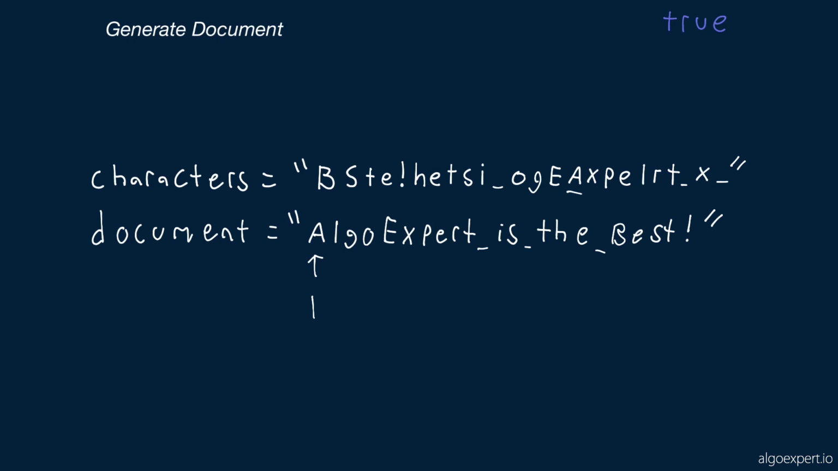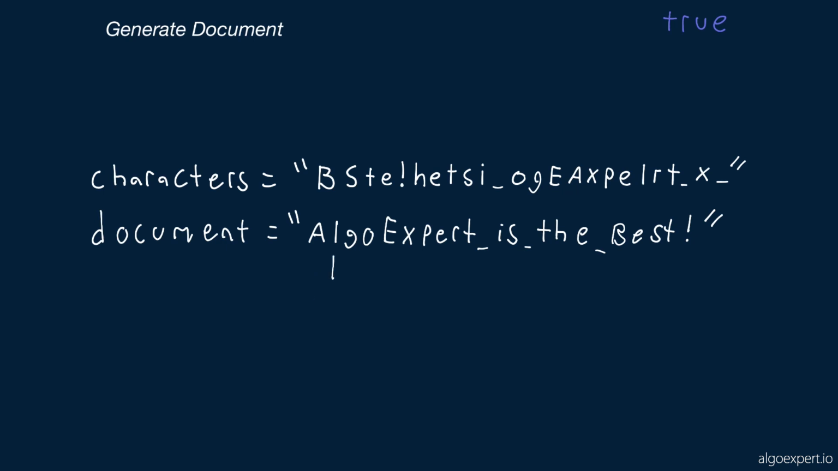So since the number of times it occurs in the characters string is greater than or equal to the number of times it occurs in our document string, and sorry, I said characters list, I meant string. Since that is valid, that means that we can indeed create the character A, or we have enough uppercase A's. So now we need to move on to the next element.